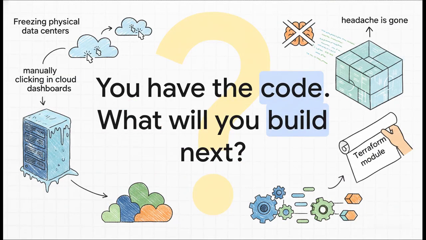So we've journeyed all the way from freezing physical data centers to manually clicking around in cloud dashboards, right up to the magic of declarative code and the massive scale of Terraform modules. The headache is finally gone. The blueprint is in your hands. You now understand the incredible power of infrastructure as code. The only question left is, you have the code. What will you build next?